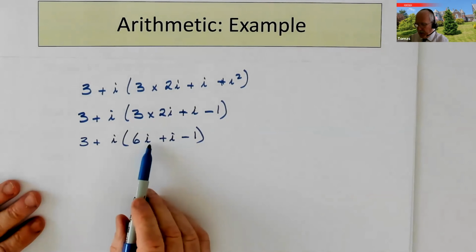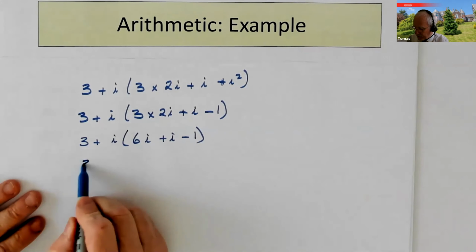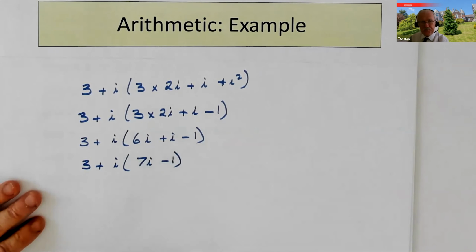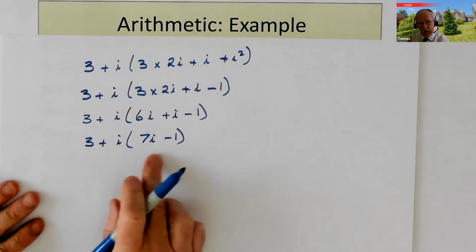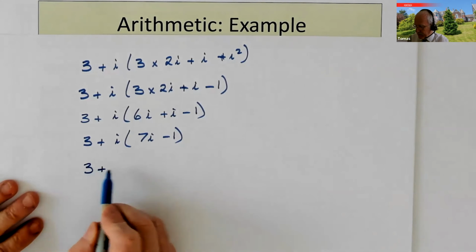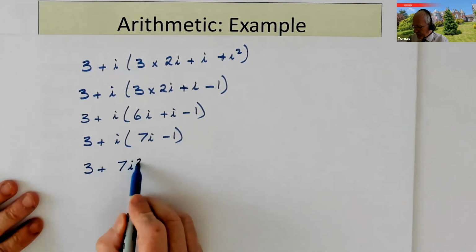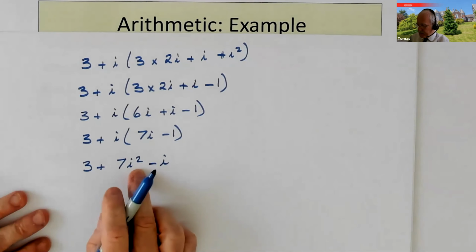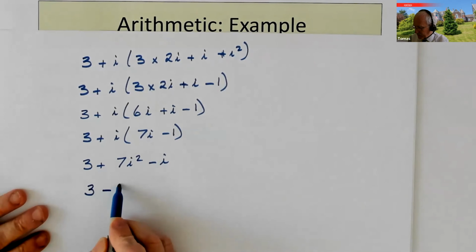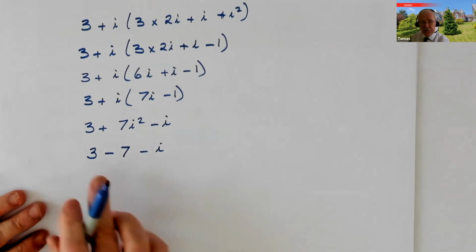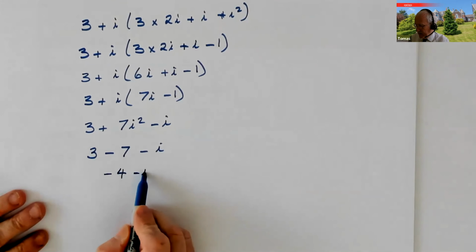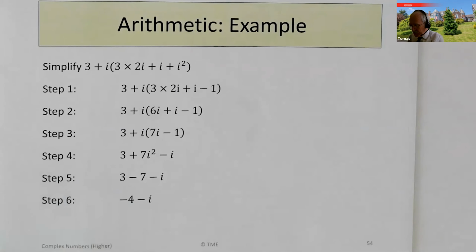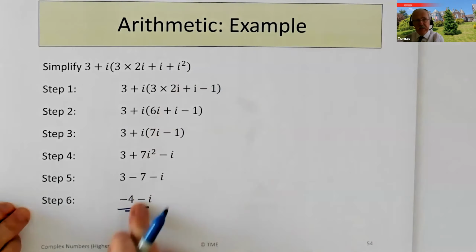Now within the brackets we have two parts. We've got a real part and an imaginary part. So I'm going to join those up together. The i and the 6i become 7i minus 1. Now I've got the 3 plus i into that. So I'm going to go 3 by 7i is 7i squared, and i by minus 1 is minus i. i squared is a power, so I'm going to simplify that. So that becomes 3 minus 7 minus i. 3 minus 7 is minus 4 minus i. And that's the simplification of that expression. So that's what's on your course. That's one way they could say simplify.